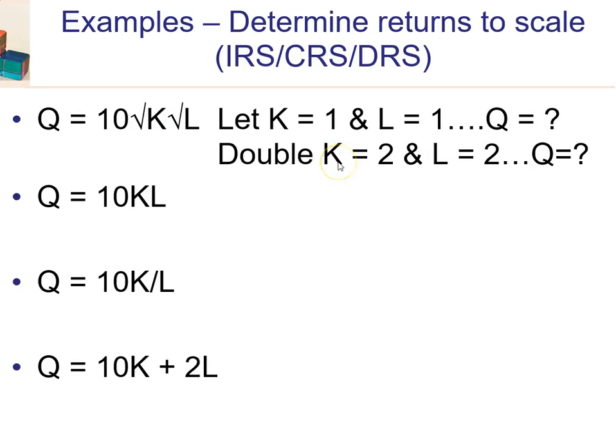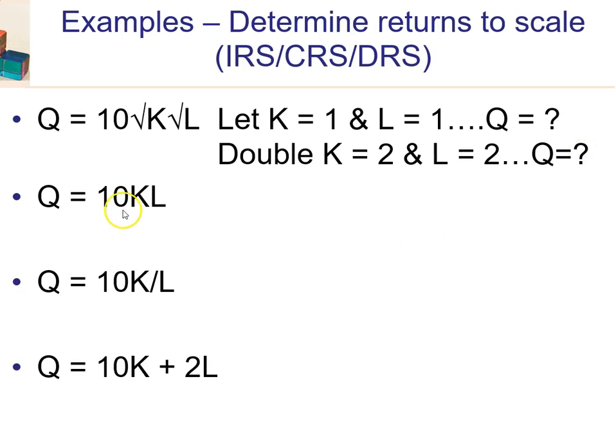Now we want to double our inputs. Let K be 2 and L be 2. So we've got the square root of 2 times square root of 2. That's the square root of 4. The square root of 4, of course, is 2. And 2 times 10 is 20. So, recalling that our output previously was 10, we double our inputs. Output now is 20. Our output doubled. This is why we have a constant returns to scale production technology.